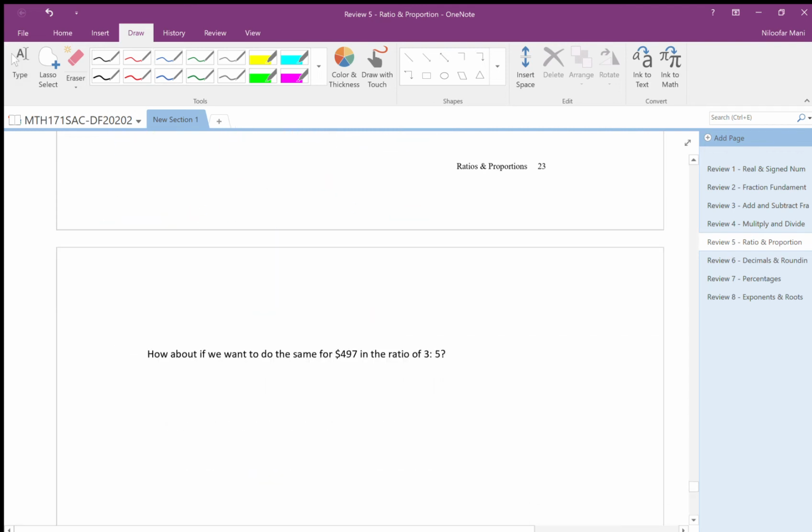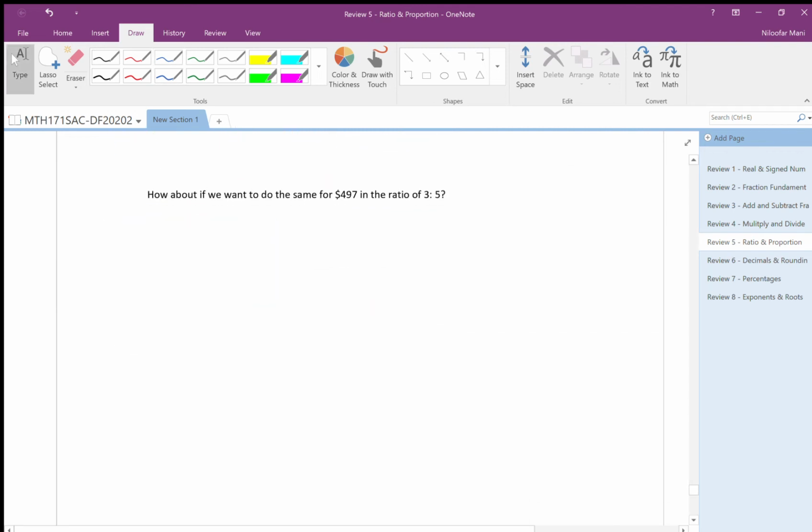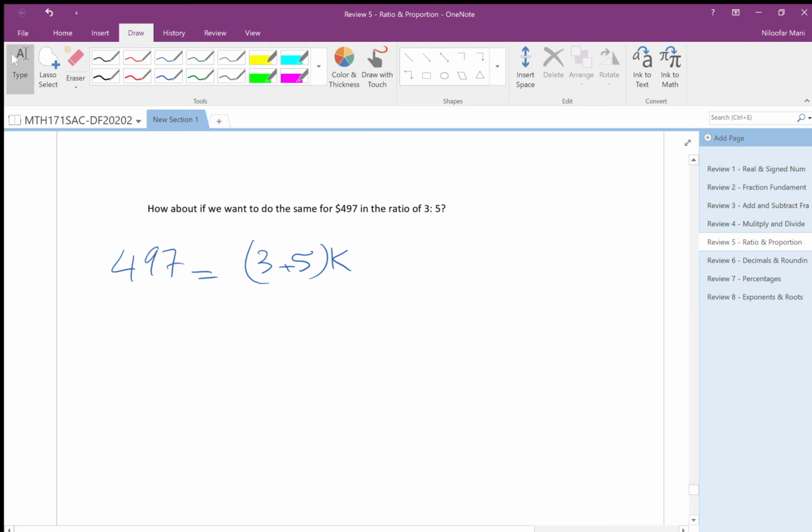Okay, so how about if I don't have exactly 500 or something which would be easily divisible by 10? How about if I don't have that? So what do I do in this case? 497, for example. Okay, so I want to do the same thing. So 497 equals 3k plus 5k. So it is $497 equals 8k. What is k?